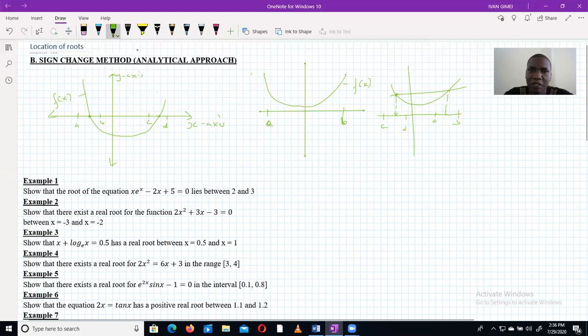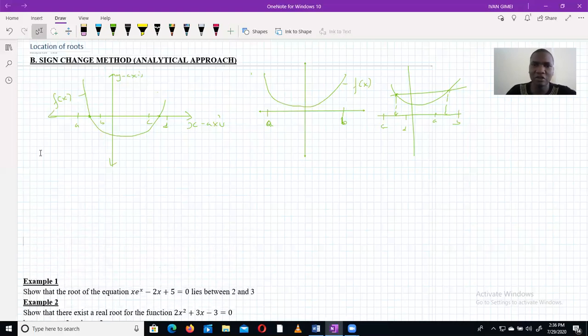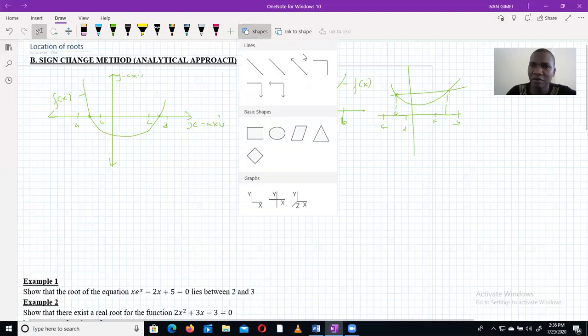But today I want basically to introduce sign change method, and sign change method doesn't differ a lot from the graphical approach. In fact, this is like the short form, the summary, the quick form of locating the root. Let me give you a simple illustration here that we're going to use to develop our concept of sign change approach.